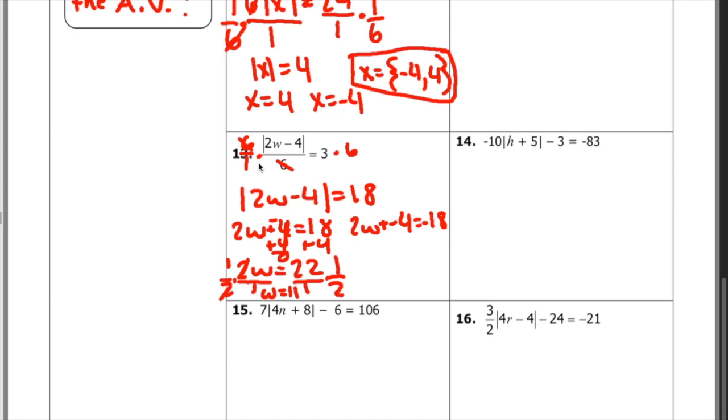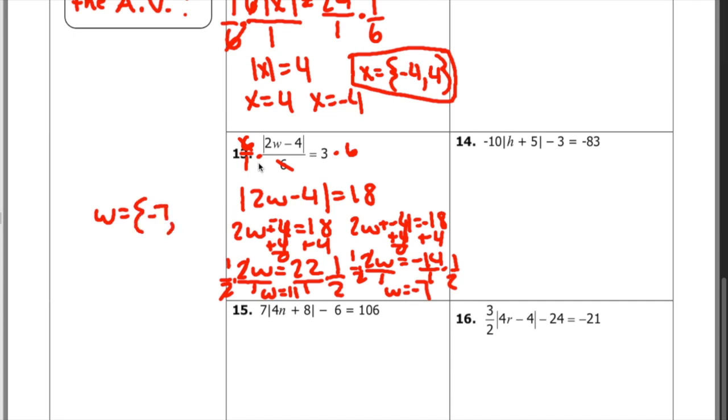All right, same thing over here. Now I'm going to add 4, but now I have negative 18 plus 4, so that's going to be 2w equals negative 14. Multiply by the reciprocal, w equals -7.